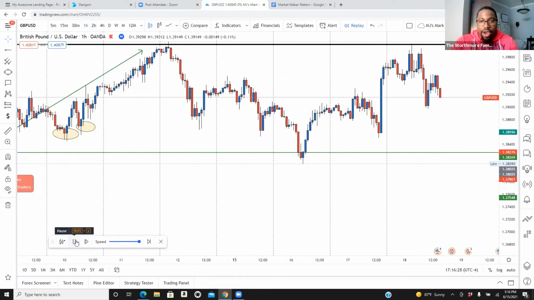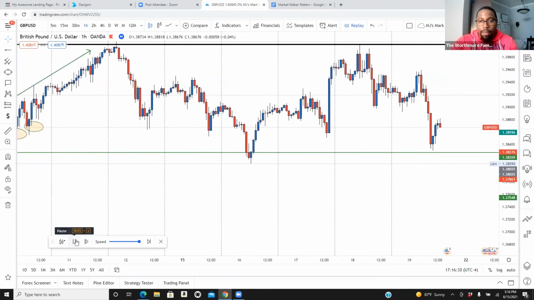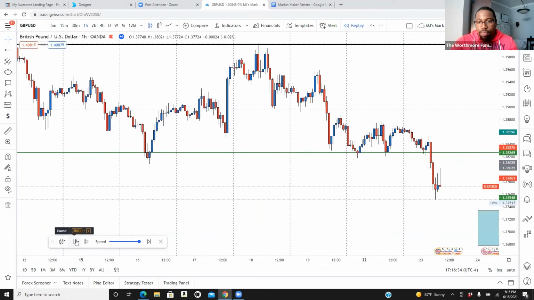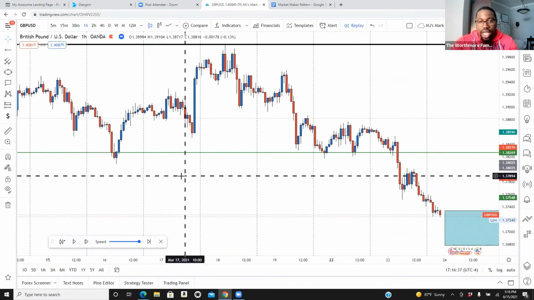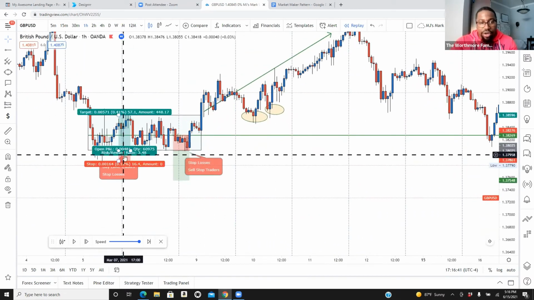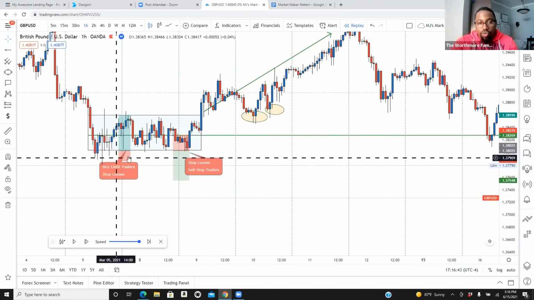We got a little bit of retest there. We'll talk about that. Meltdown. It's coming under the average price line. Boom. Now check this out. Look at where we were. Their stop losses were here, right? Their stop losses were right here.